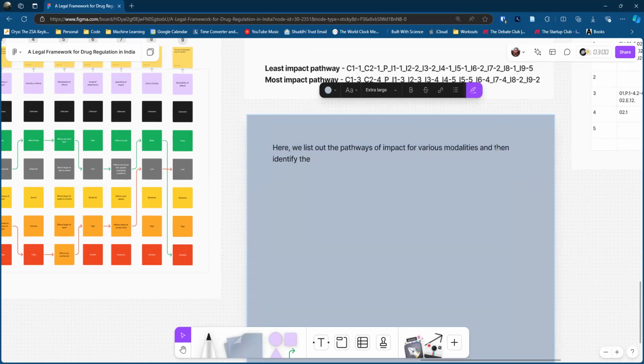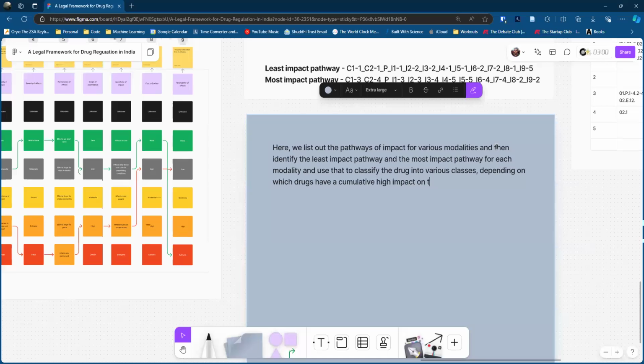Here we list out the pathways of impact for various modalities and then identify the least impact pathway and the most impact pathway for each modality, and use that to classify the drug into various classes, depending on which drugs have a cumulative high impact on three critical impact parameters.